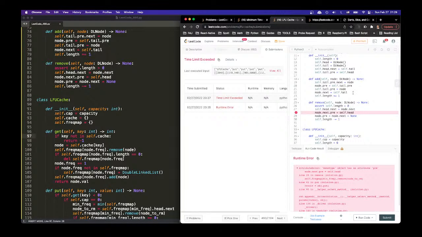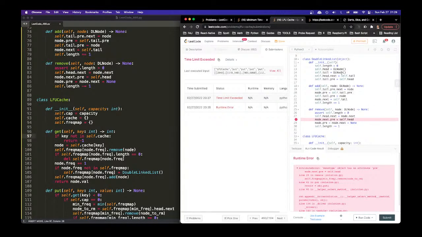When you remove, right? If I have a add, right? We always add tail.pre.next equals node. Node.pre equals self.tail.pre. So it's connecting here, connecting here. And then self.tail.pre equals node, node.next equals tail. So self.tail always points to the end.